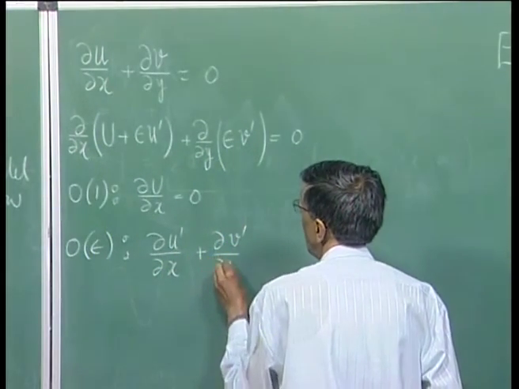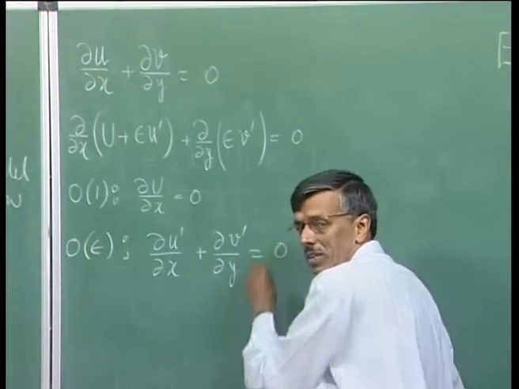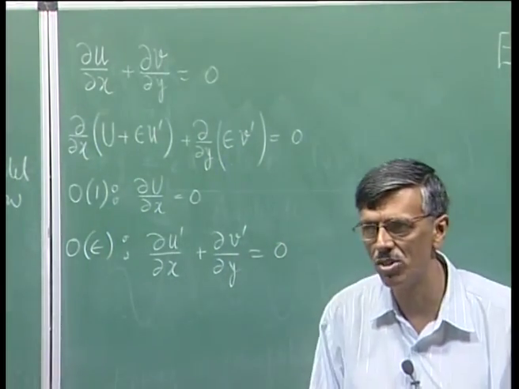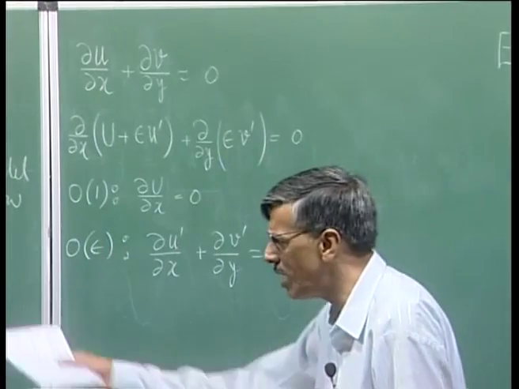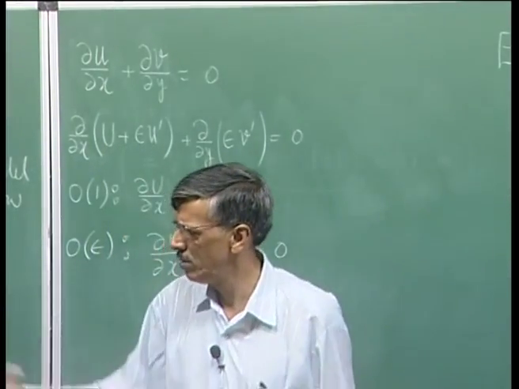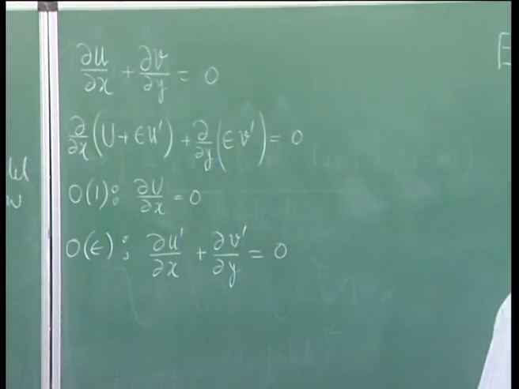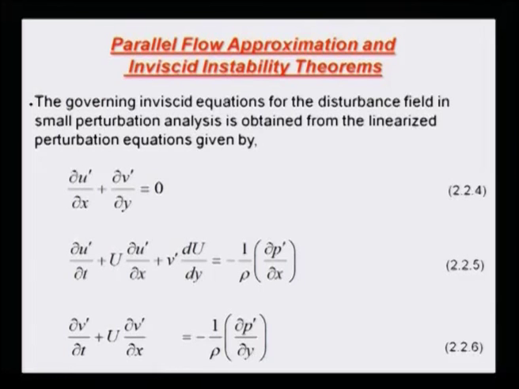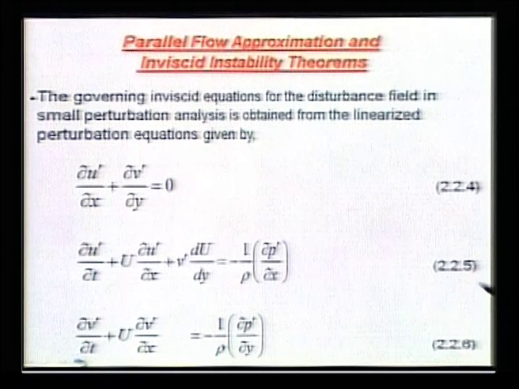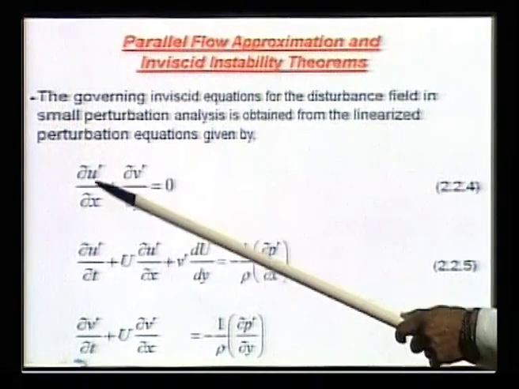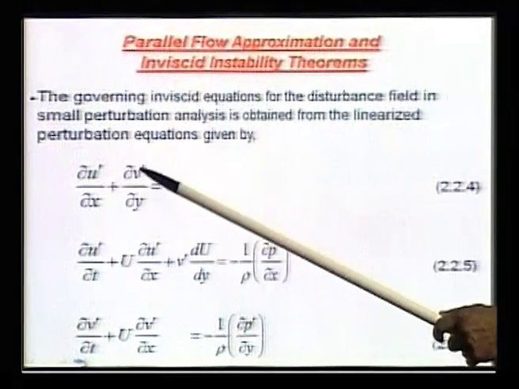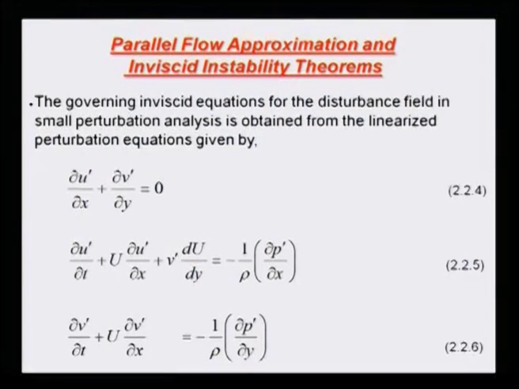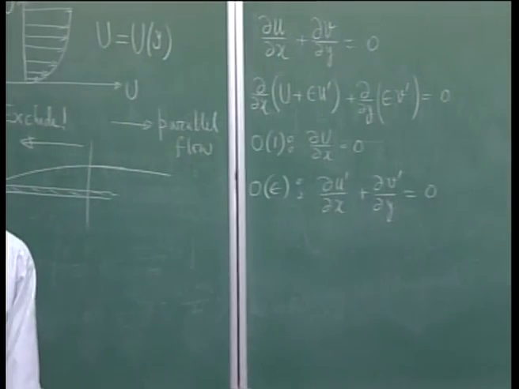I have just factored out the epsilon. It's multiplying each one of the terms. And that's what you see in the slide there, that mass conservation equation gives you this. So the perturbation quantities satisfy the mass conservation in this form. That's what we have derived here.